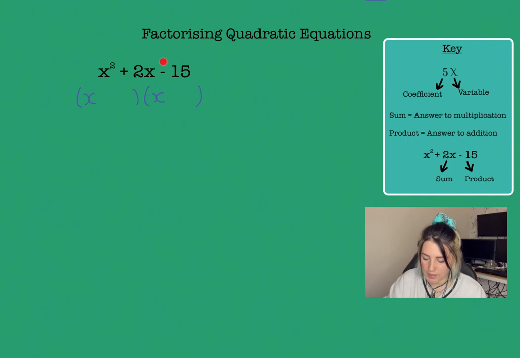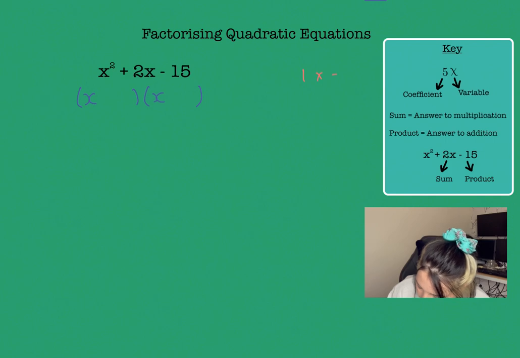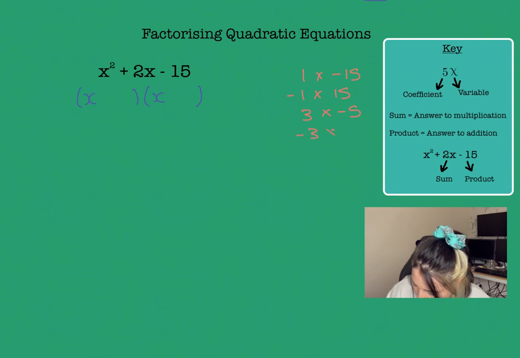Now we're going to take a look at this negative 15 number. So we're going to start by just writing down all of the factors that would create negative 15, and then from there we can decide which ones would give us, when added together, the number 2. So we could have 1 multiplied by negative 15. We could have negative 1 multiplied by 15. We could have 3 multiplied by negative 5. And we could have negative 3 multiplied by 5. So those are our factor pairs that we could have to create negative 15.